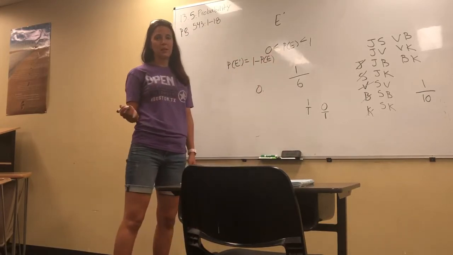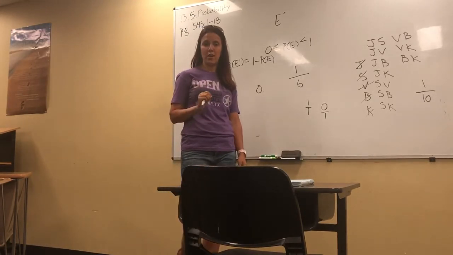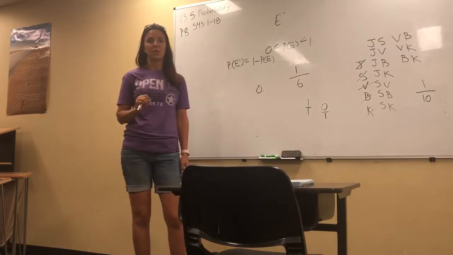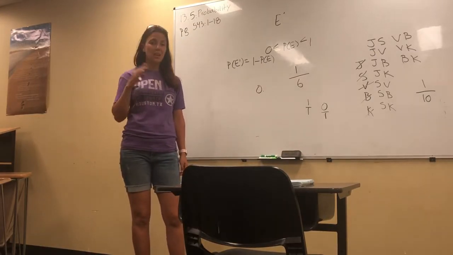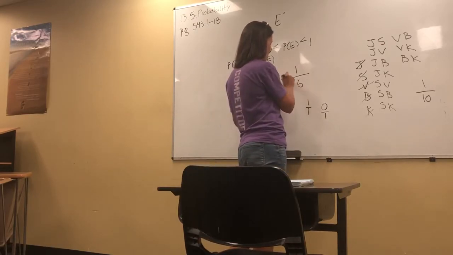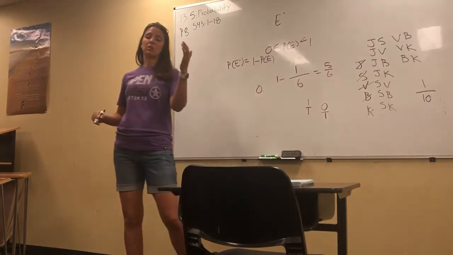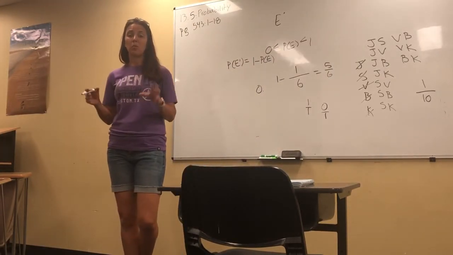So if we were rolling the dice, the probability of your event, say you want to roll a 5, would be 1 out of 6. The probability of any other event would be 5 out of 6, because it would just be 1 minus 1 over 6.